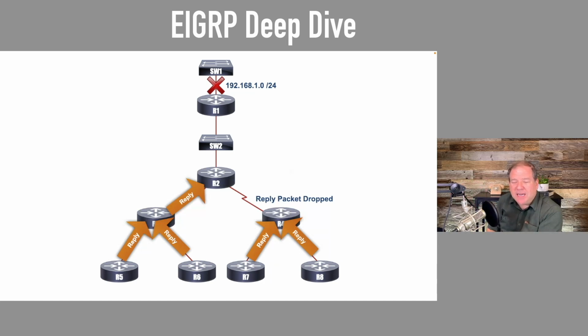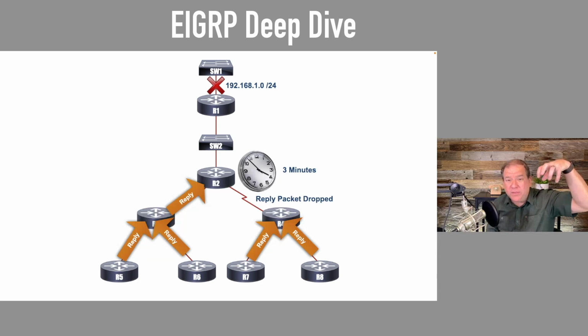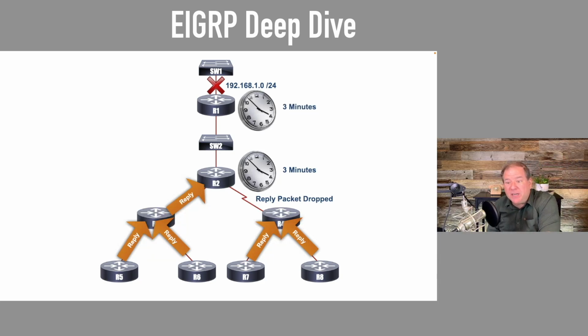So we set a 3-minute timer, both on R1 and on R2, because R1 was the one that initially sent the query. So after 3 minutes, if we don't hear a response come back, R2 is going to say, well, I'm going to prune off R4 and everything below it because it's not talking to me anymore. We dropped a packet. It happens. But it's going to prune everybody off if we don't hear from it within 3 minutes. It gets worse than that.